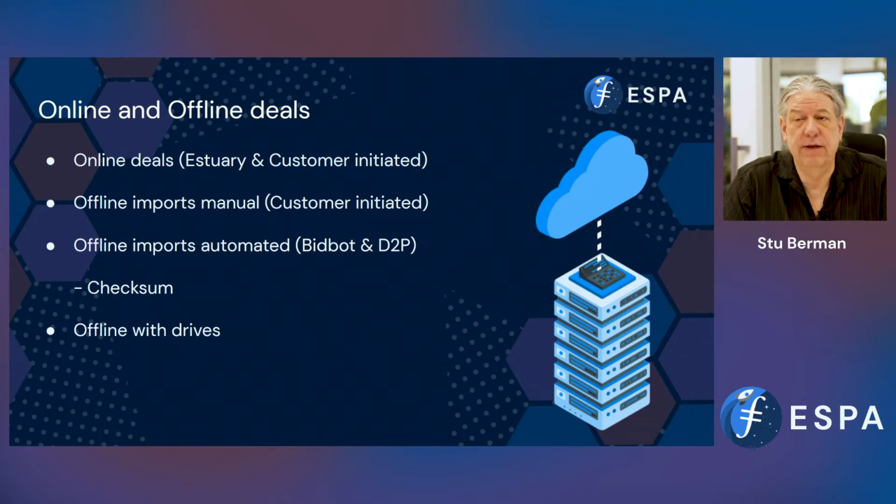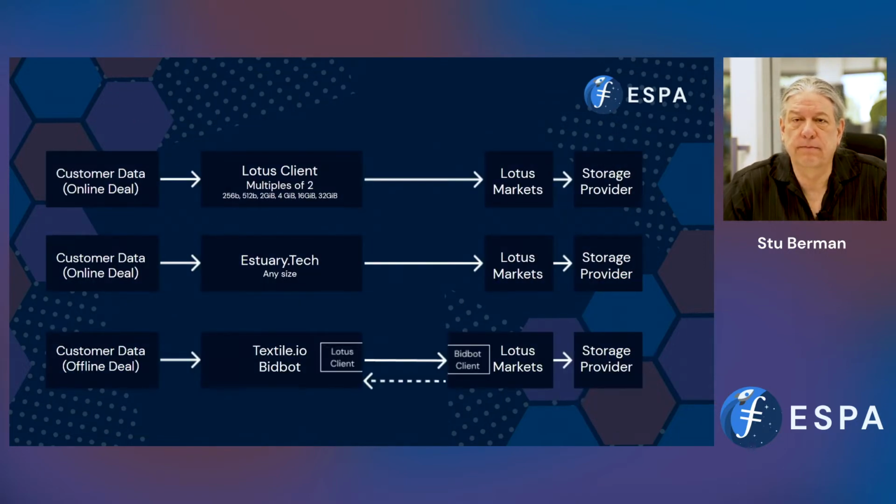Offline deals can have the data transmitted over a network through a manual process such as an HTTP type download, or they can even be shipped by storage device such as hard drives, where you then plug it into your system and transfer the data locally. The Lotus client always expects the incoming file to be a CAR file and the size in a multiple of 2. That could be 256 bytes, it could be 2 gigs, 4 gigs, up to 32 or 64 gig, depending upon the limit of the system.